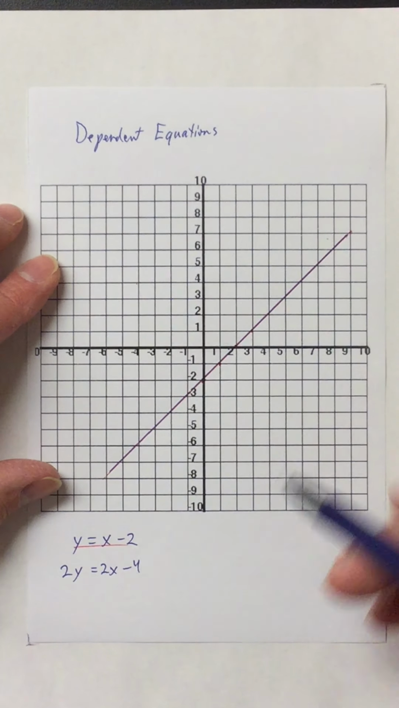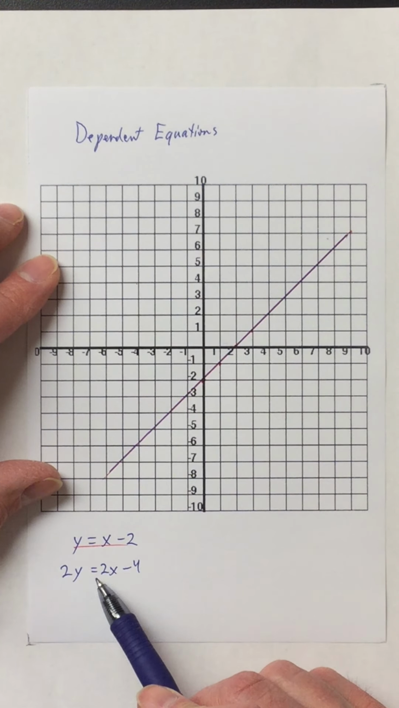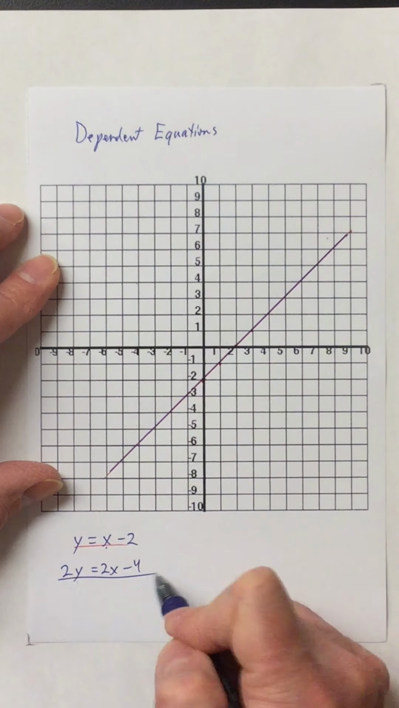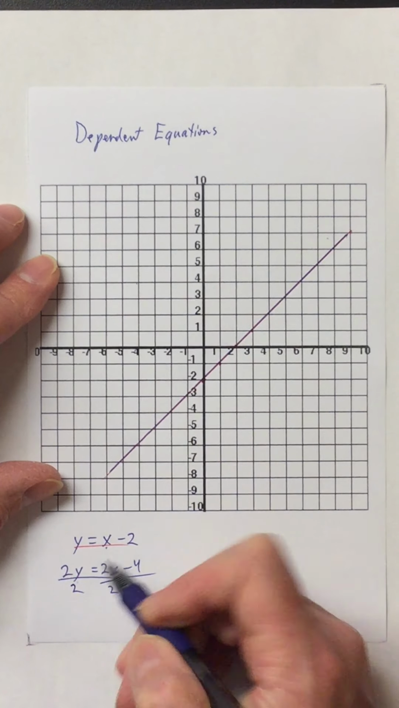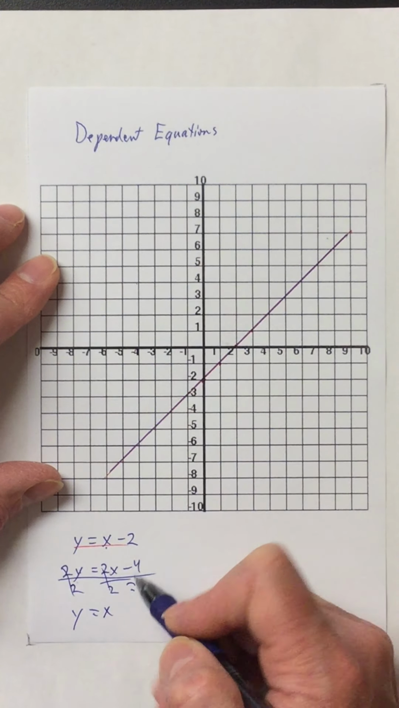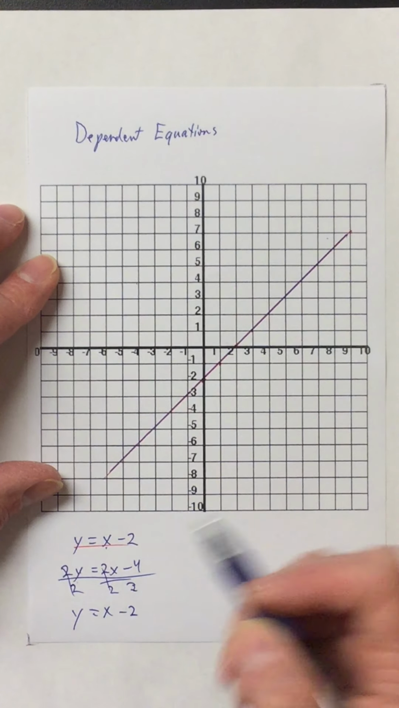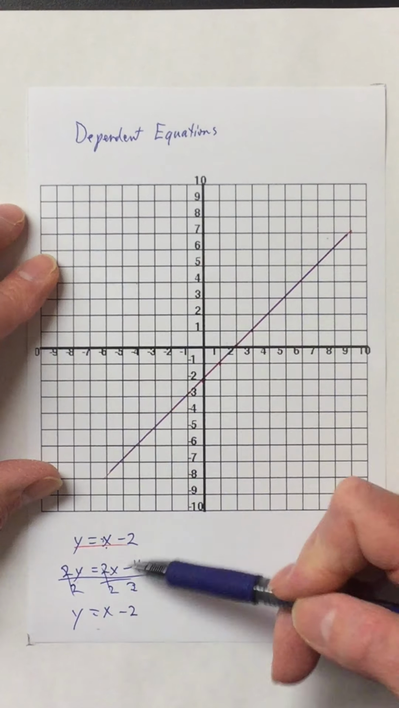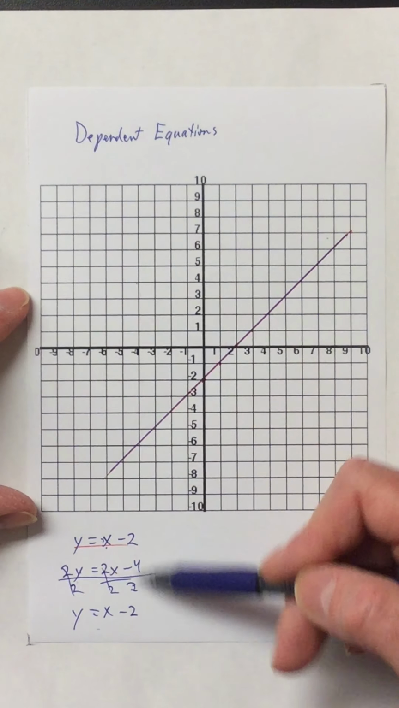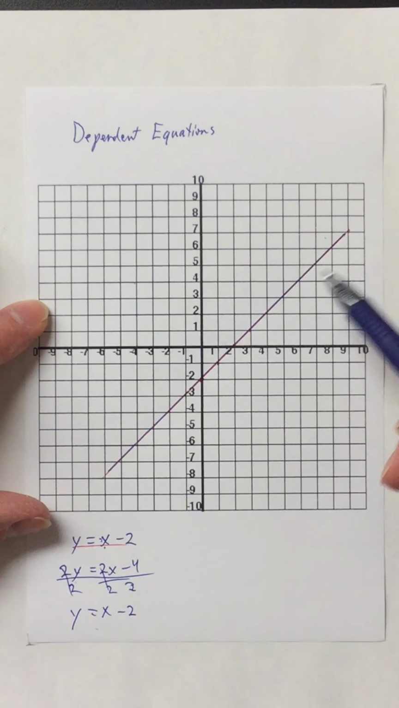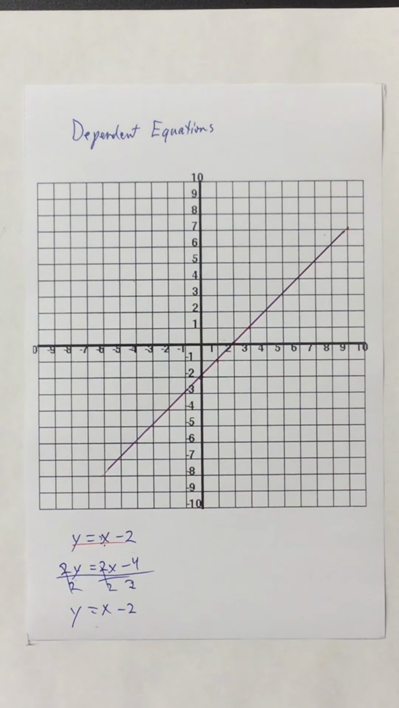But the easier way is to put them both in the slope-intercept form. This one is there. This one we'd have to divide everything by 2, and if we do so, then we get y is equal to x, and then -4 divided by 2 is -2. We can see that they're the exact same equation. Same slope, same intercept. If you see that in the equations, then that is the indication that they are dependent equations. So those are the three.